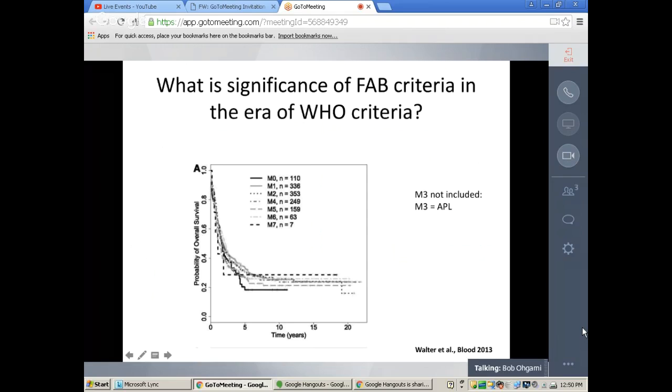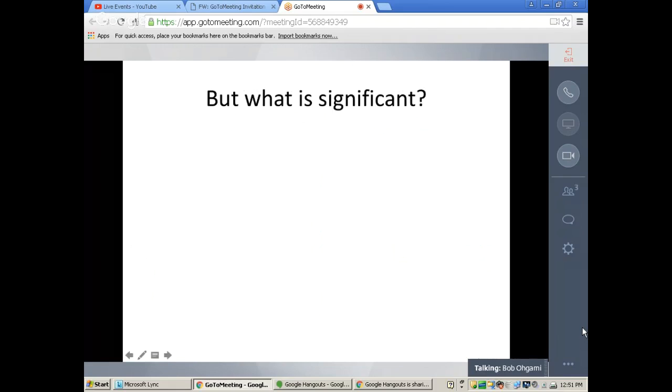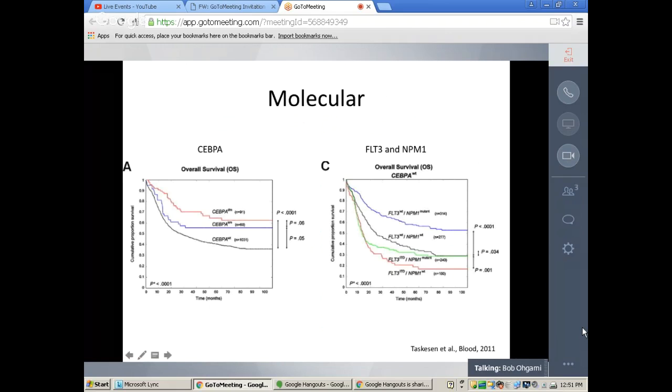And you can see this nice paper from Walter and colleagues from Blood, but basically it's not significant. You can see all these different subclassifications of the FAB types, and they don't separate out, right? So there's no significance. But what is significant? Well, molecular is significant. So different mutations can help prognosticate patients accordingly. So if you have biallelic mutations of CEBPA, it is better for patients. And if you have NPM1 mutations, it's better for patients.